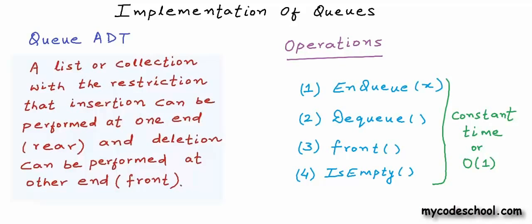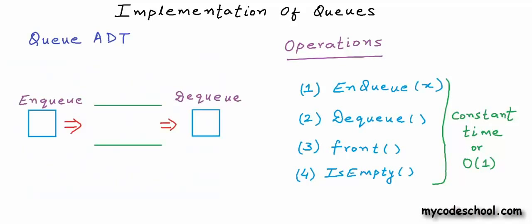I will do a quick recap of what we have discussed so far. A queue is a list or collection with this constraint that insertion can be performed at one end, that we call the rear of the queue or tail of the queue, and deletion can be performed at the other end, that we call the front of the queue or the head of the queue. An insertion in a queue is called the enqueue operation. A deletion is called the dequeue operation.